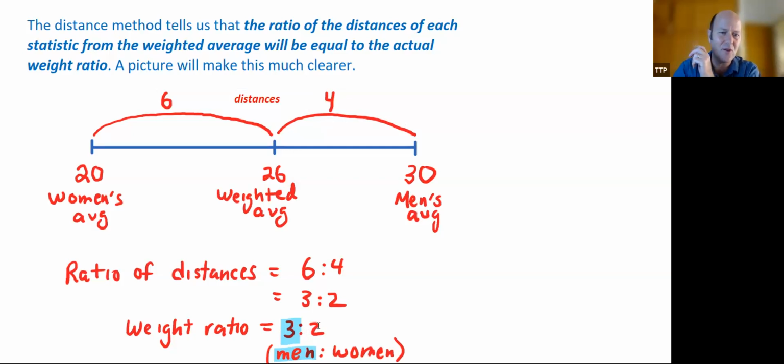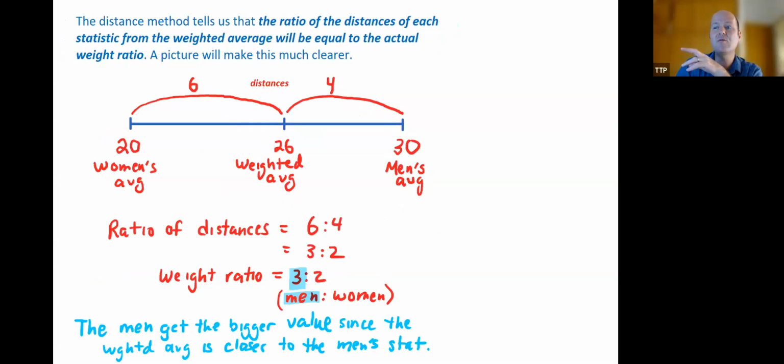But I don't even recommend that you remember that it inverts. I just recommend that you use your logic when it comes to this. Simply calculate the distances. 26 is 4 from one end, 6 from the other. Reduce the ratio, 3 to 2, and then use your logic to assign which is which. The logic dictates that the men will get the bigger value since the weighted average is closer to the men's stat.